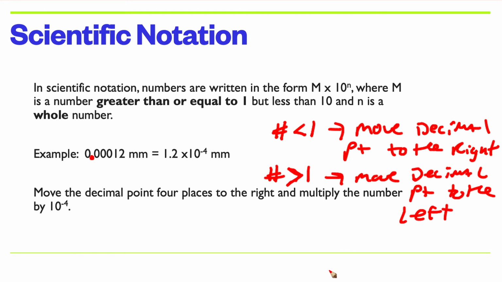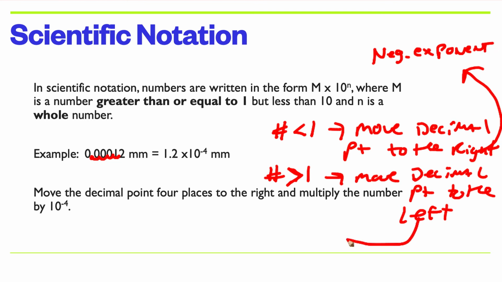So if we look here, since 0.00012 is less than 1, we're going to move it to the right, in front of the first non-zero number, which is 1. So it should be in between the 1 and the 2. If I do that, 1, 2, 3, 4. So our answer should be 1.2 times 10 to the negative 4th millimeters. If we move our decimal point to the right, we should have a negative exponent. And if we move it to the left, it should be a positive exponent.